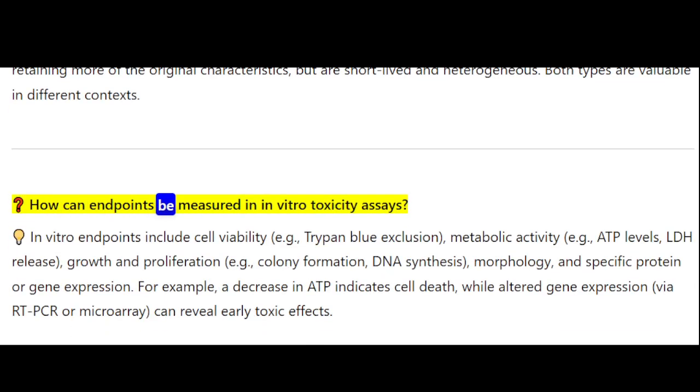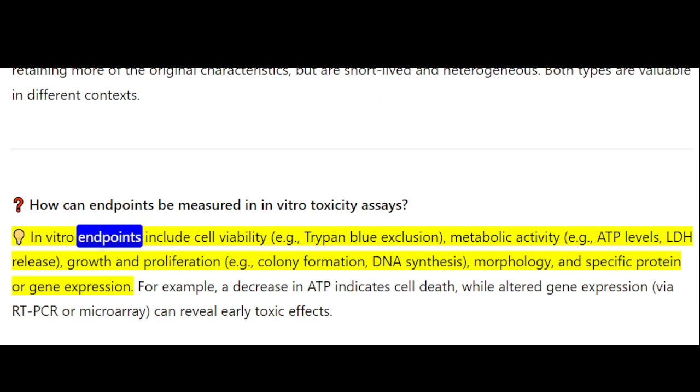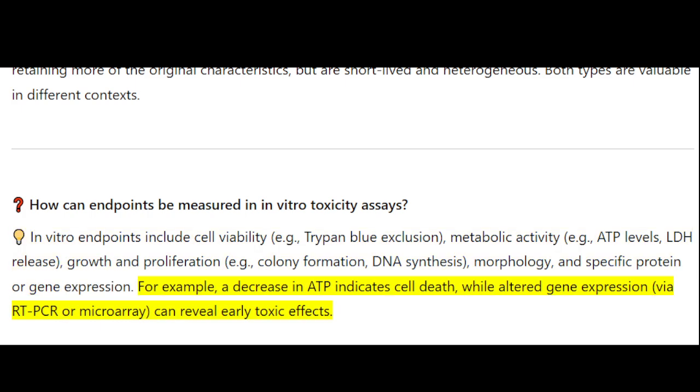How can endpoints be measured in in vitro toxicity assays? In vitro endpoints include cell viability, for example, trypan blue exclusion, metabolic activity, for example, ATP levels, LDH release, growth and proliferation, for example, colony formation, DNA synthesis, morphology, and specific protein or gene expression. For example, a decrease in ATP indicates cell death, while altered gene expression, via RT-PCR or microarray, can reveal early toxic effects.